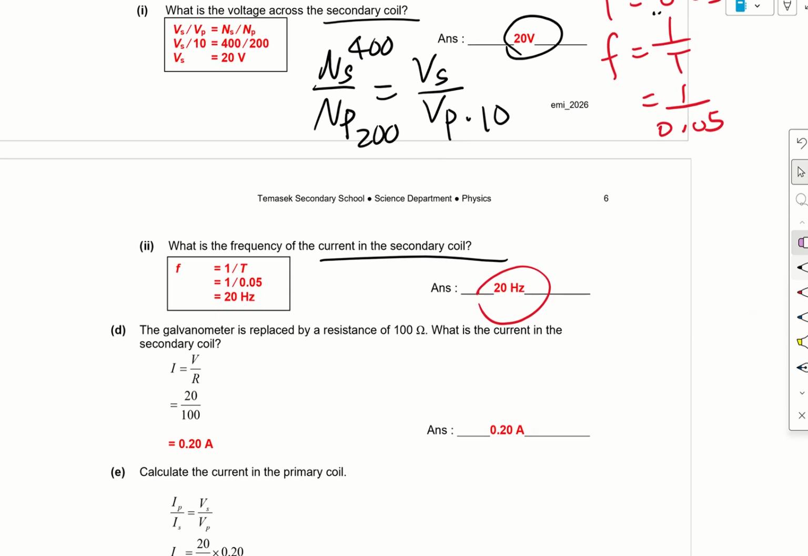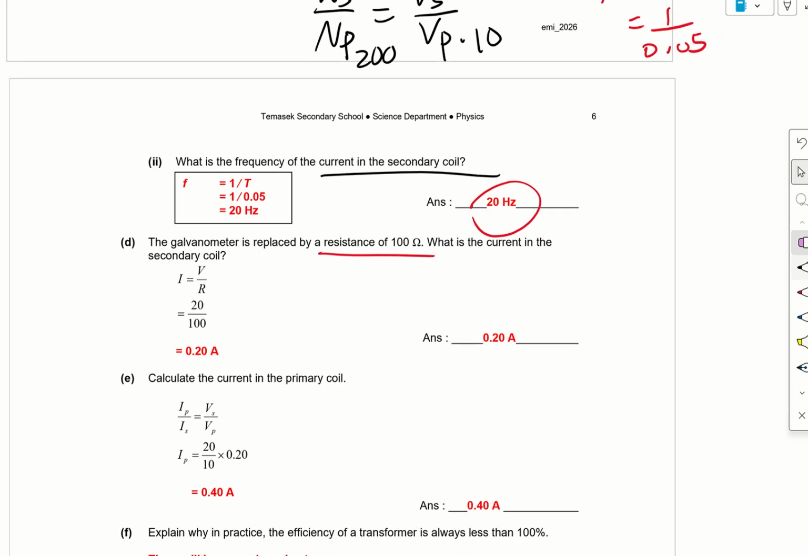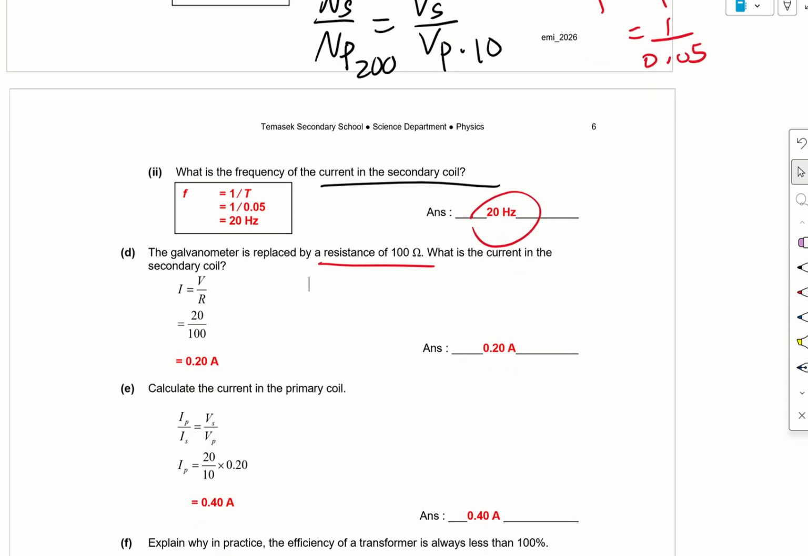Okay, now the galvanometer is replaced by a resistor of resistance 100 ohm. What's the current in the secondary coil? So just now we calculated our VS to be 20 volts. So using V equals to IR, you will get 0.20 A. So this is my IS.